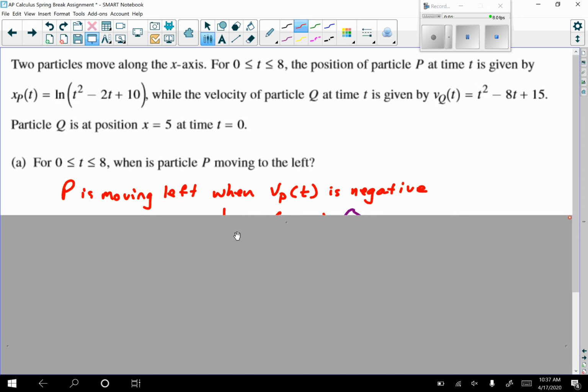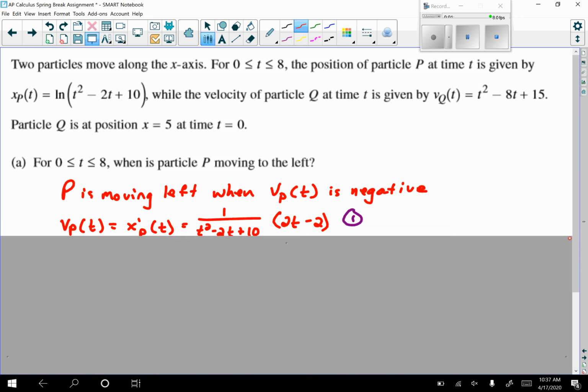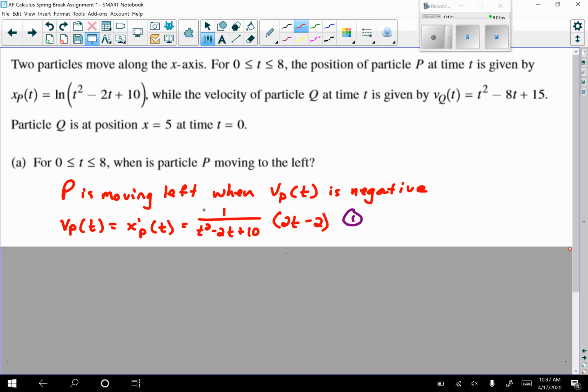Well, the velocity is the derivative of the position function. So I'm writing this out, and then I went ahead and found the derivative of this. Because the position function is a natural log function, the derivative would now become 1 over this expression, t squared minus 2t plus 10, times the derivative of that quantity, so 2t minus 2, and you get 1 point for just writing that out, making this entire connection and finding this derivative. Next, we want to figure out where this velocity is equal to 0. We're going to make a number line and test the values here.